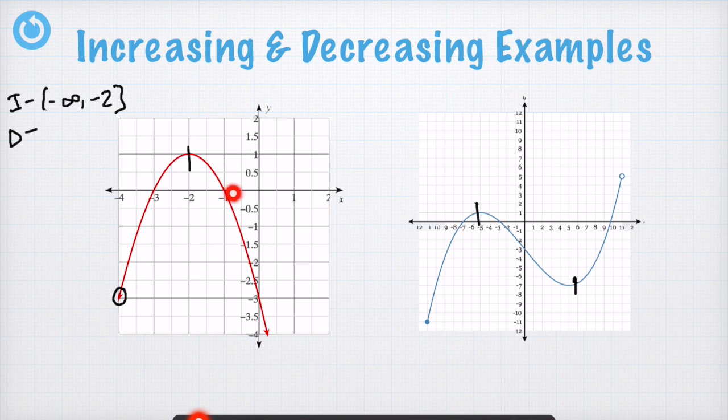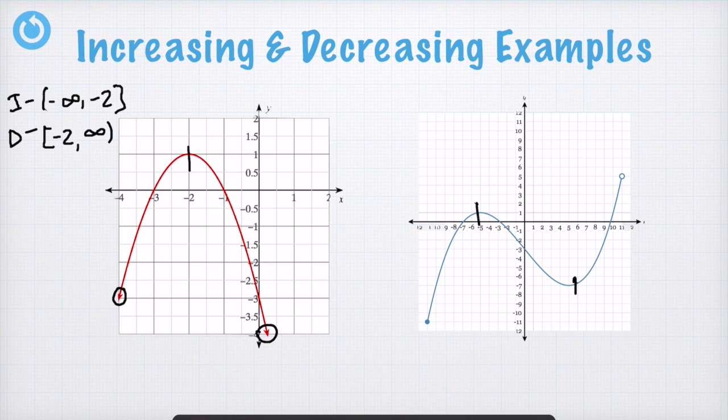Here, you notice that it starts to go down. So as we go forward in x, we're getting a smaller y. That means that our next section is going to be decreasing from -2, and we're going to include the -2, and we're going to go all the way to infinity and beyond.